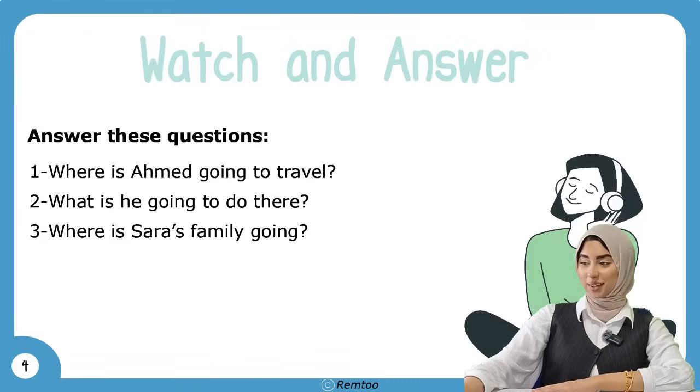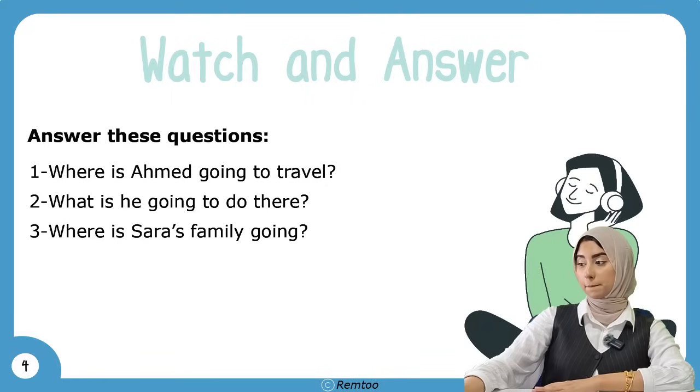Welcome back. So question 1, where is Ahmed going to travel? Yes, he's going to visit his grandparents in Egypt. Perfect. And question 2, what is he going to do there? Yes, he's going to visit the pyramids and eat lots of koshari. All right, question 3, where is Sarah's family going? Her family is going to Turkey. Wow, thank you. Let's move on to the vocabulary part.